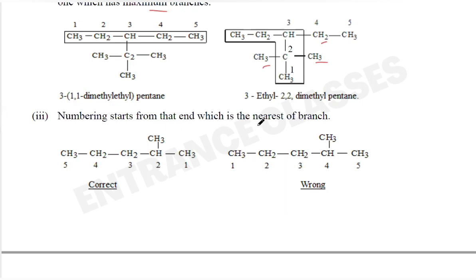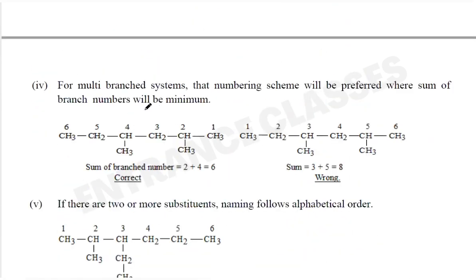Numbering starts from that end which is the nearest to the branch. Obviously, this is the branch, so it will be 1 and 2. The other way is wrong. Next, for a multi-branch system, that numbering scheme will be preferred where the sum of the branch numbers will be minimum.